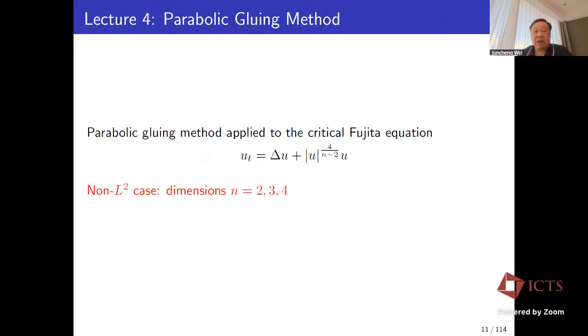So today I'm going to talk about the non-alto case, dimension 2, 3, 4. So let me start with dimension 4.